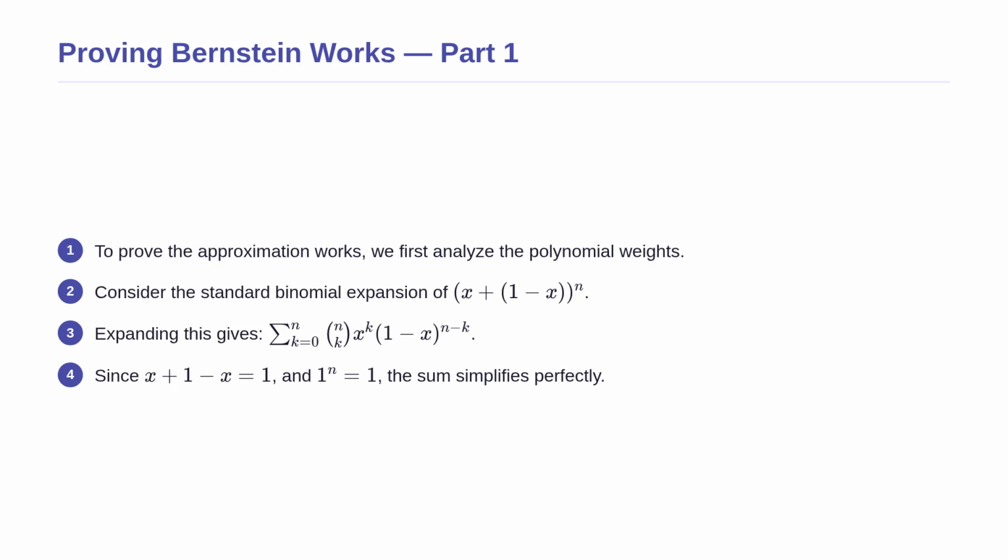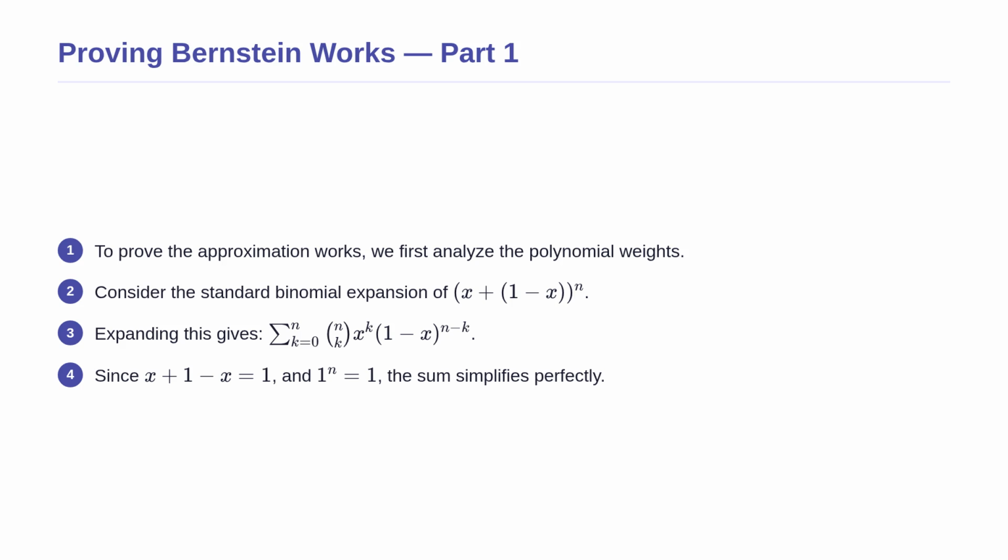To prove that this blending process actually works, we need to establish some basic properties of these polynomial weights. First, we want to know what happens when we add all the weights together. We can figure this out by looking at the standard binomial theorem. If we expand the expression x plus 1 minus x raised to the power of n, we get exactly the sum of our polynomial weights.